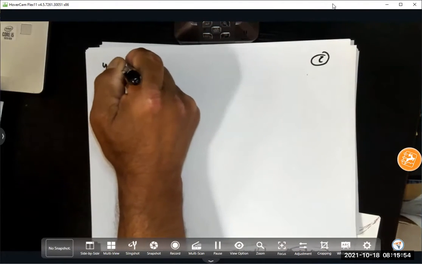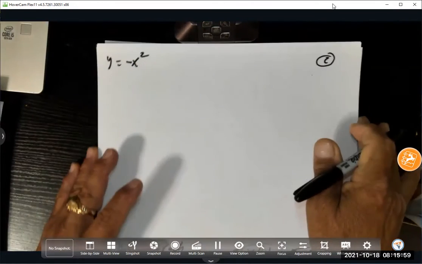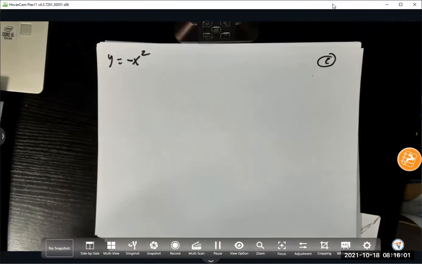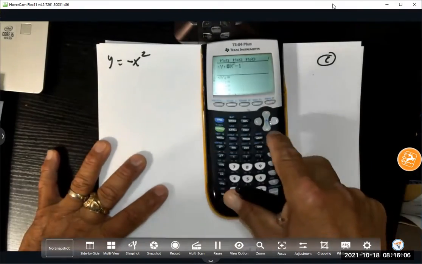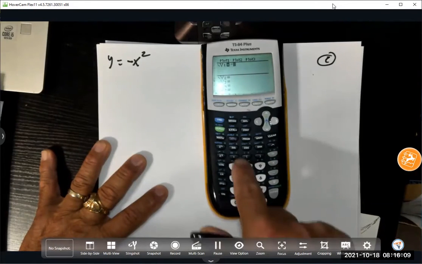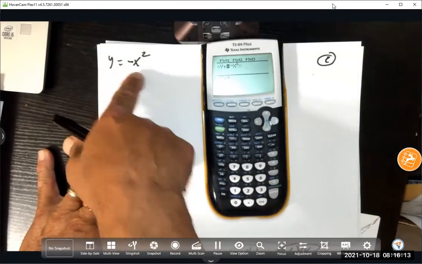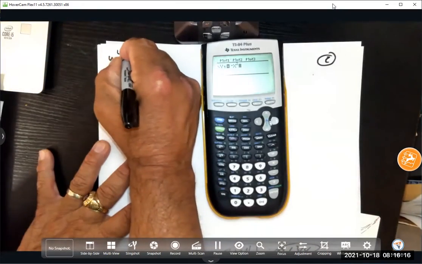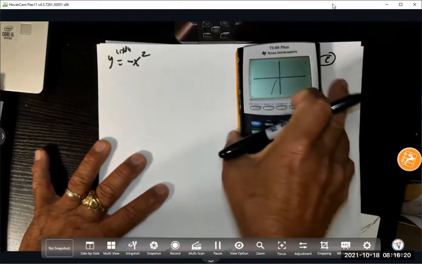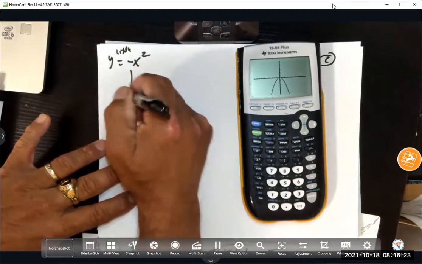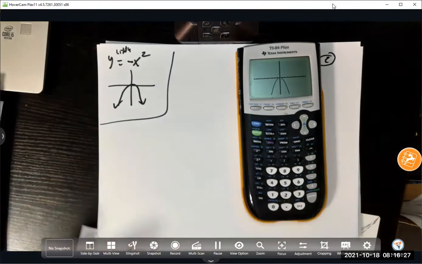Y equals negative x squared. What's it gonna do now? Because you had the original graph already. It's gonna be the little minus sign. Let me put that in my machine. Clear. Little minus sign, x squared. Okay, so now enter, hit graph. All right, so what I got is upside down. I got something that goes up and opens down. Did you get this, yes or no?